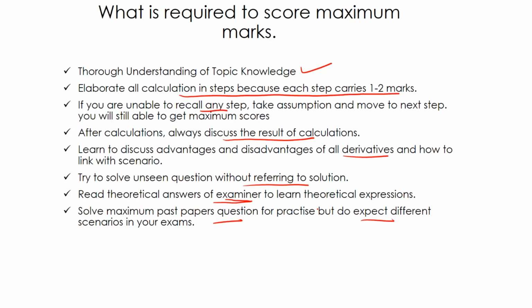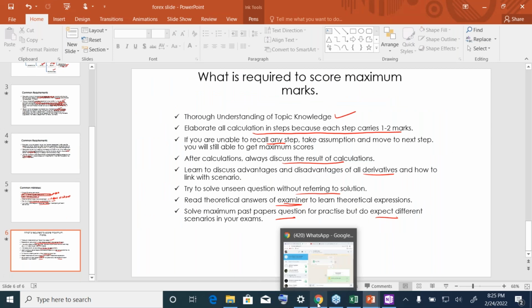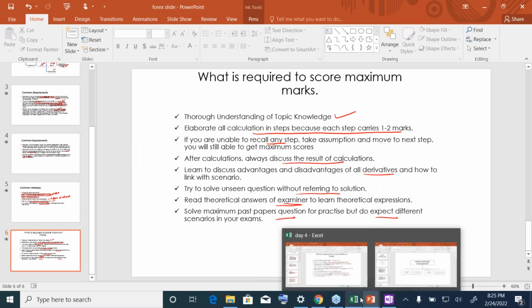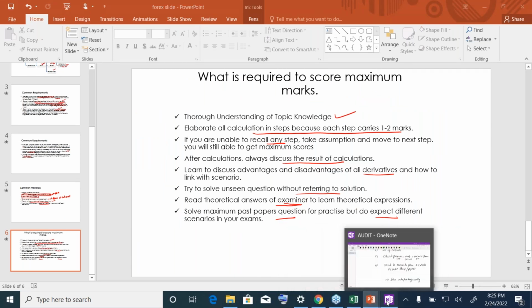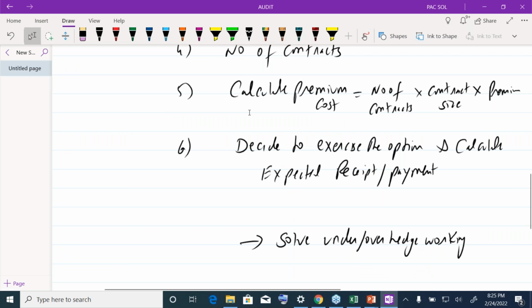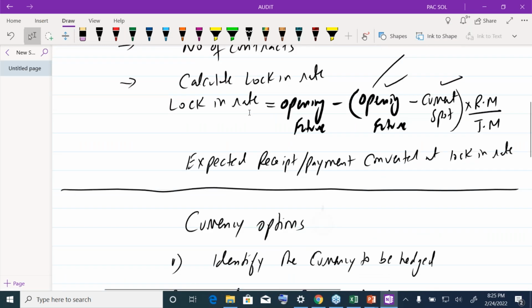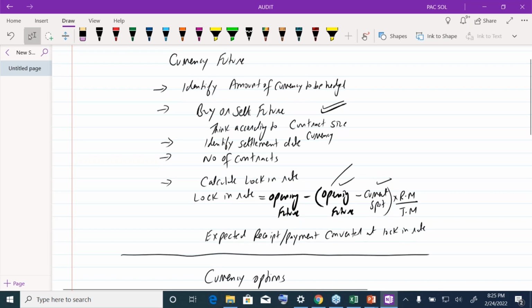So guys, let's do one question and I will explain all of these steps again with the help of that question. So please open the March-June 2021 past exam paper.